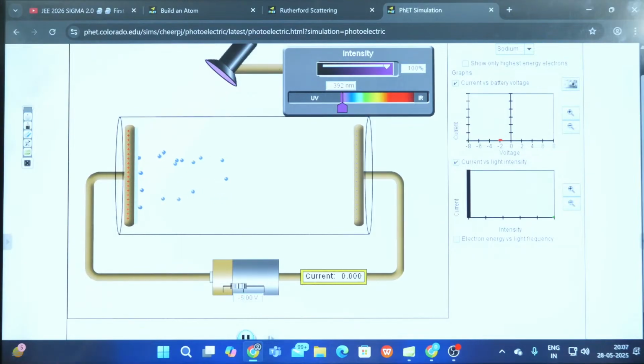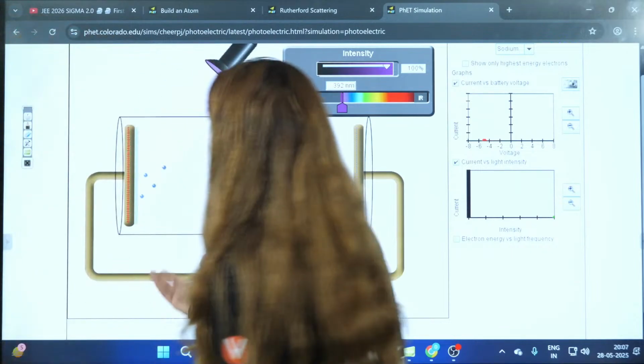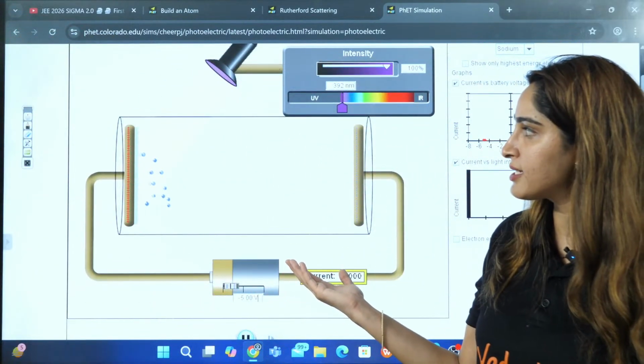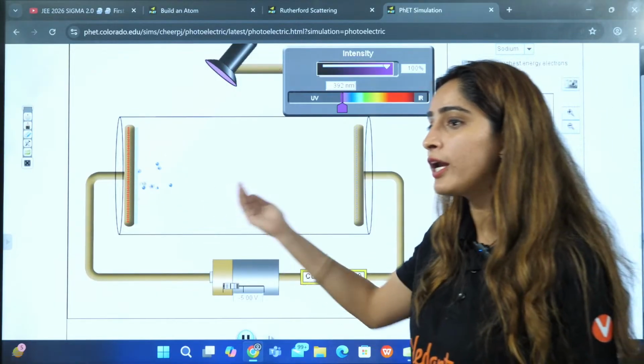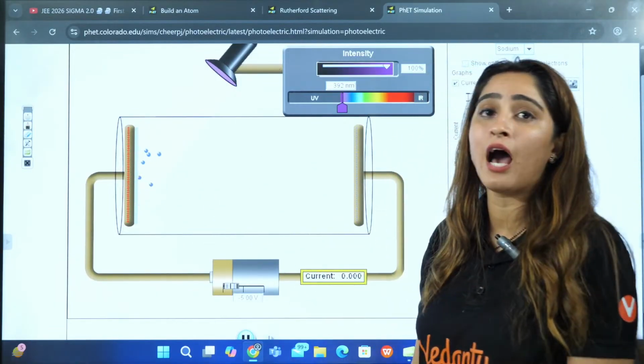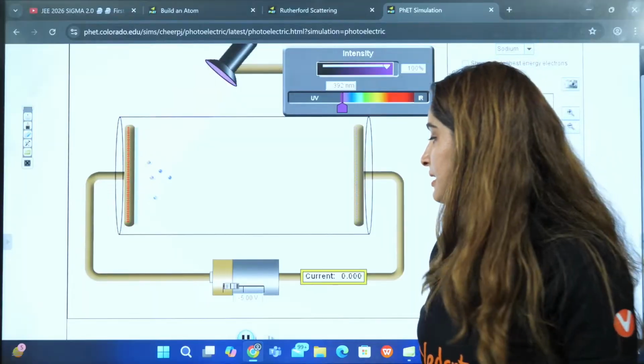Let's decrease it to -5. Let us see what will happen now. No current, no current, right? No current. Can you see they are not able to strike here only? Then how can current be there, right?